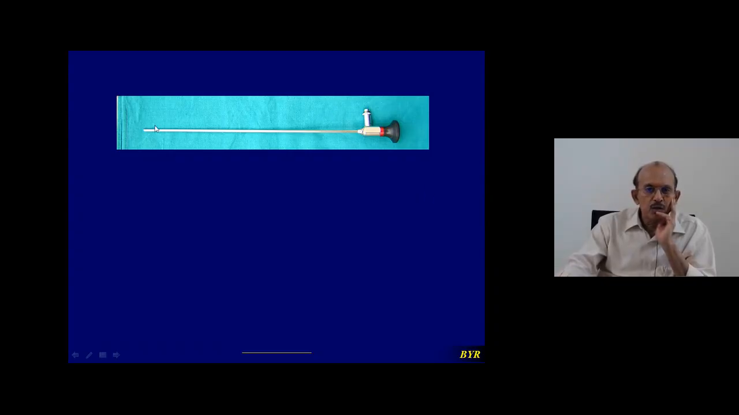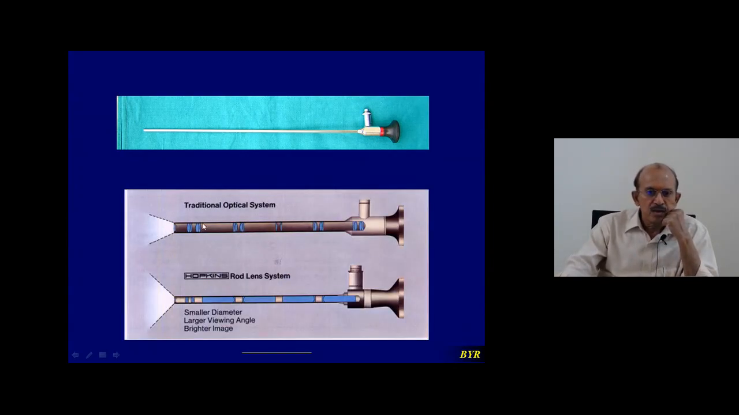This is called the telescope. This is a long, solid, tubular structure, a rod-like structure. This will have an optical lens here. This will have multiple prisms, and here is the optical lens. Here the objective lens will be there, and a side channel is there. The side channel is for connecting the light source. So this is the rod lens system of Hopkins. This is the telescope.